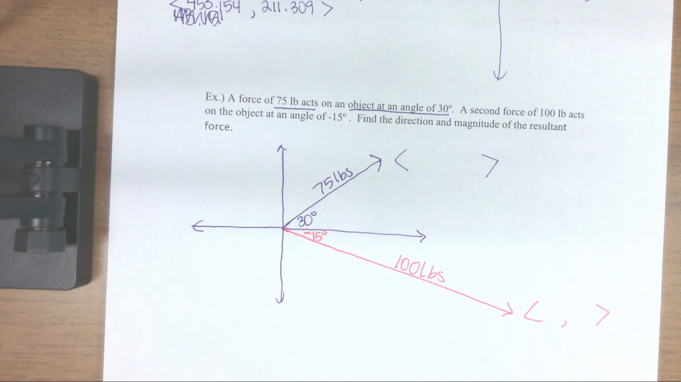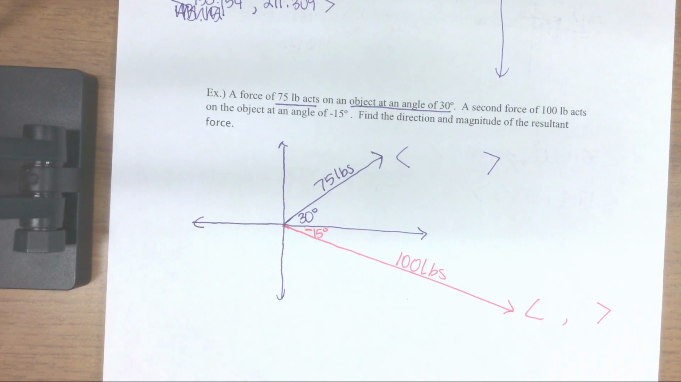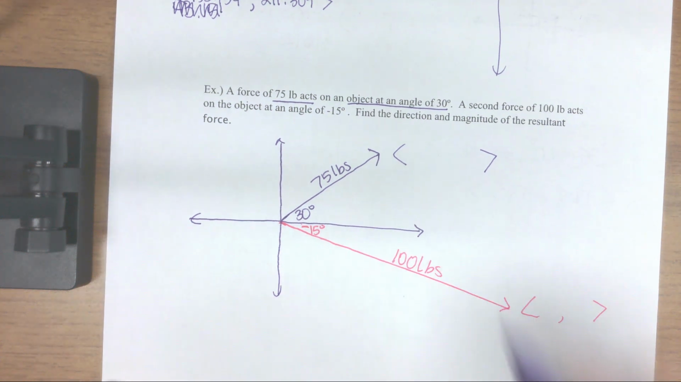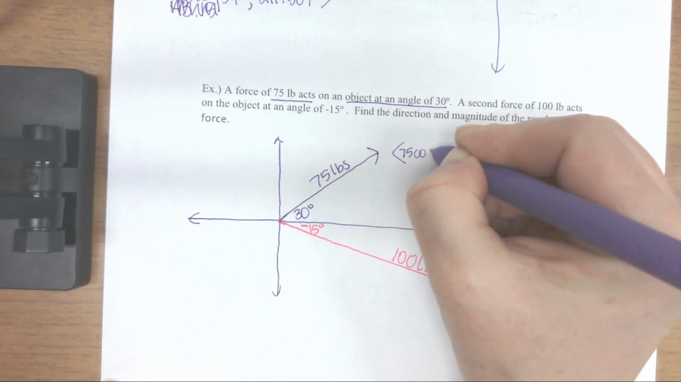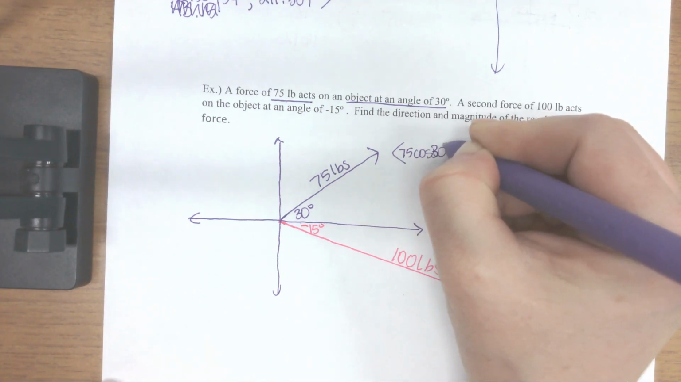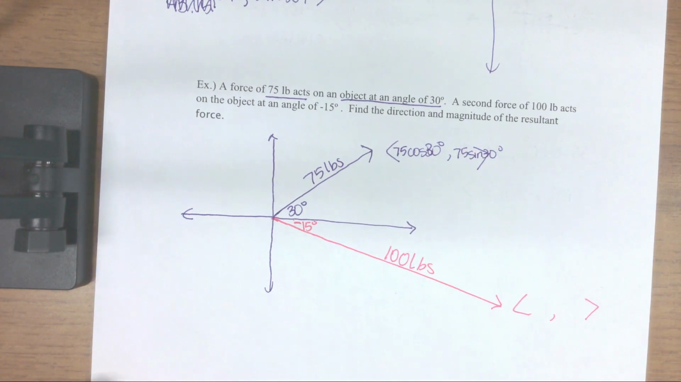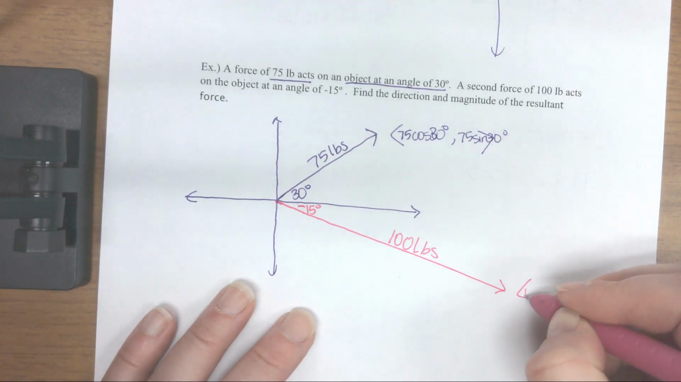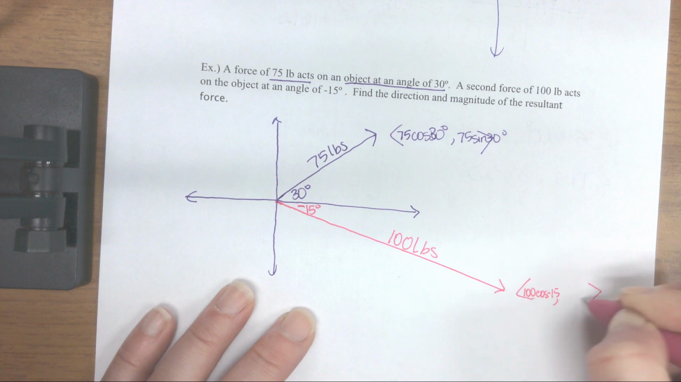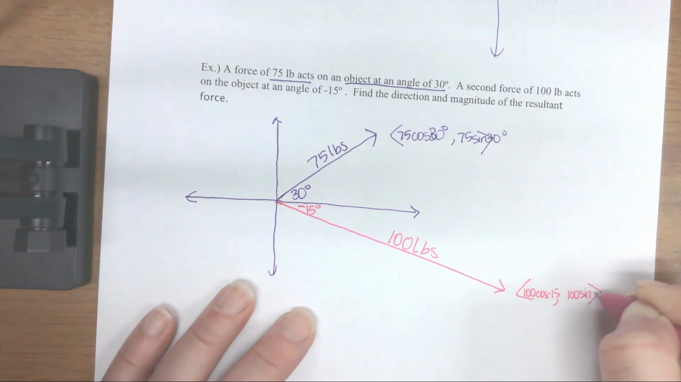What I want to know is, where is the resultant force going? So we're going to find the new magnitude and angle when we're all said and done. Are we ready? We have our drawing. How do we find the components? This is 75 times cosine of 30, and this is 75 times sine of 30. I should have left more room. This is 100 times cosine of negative 15 and 100 times sine of negative 15.